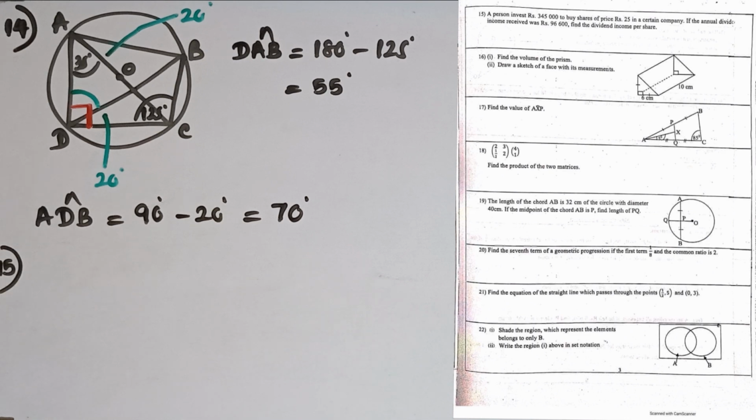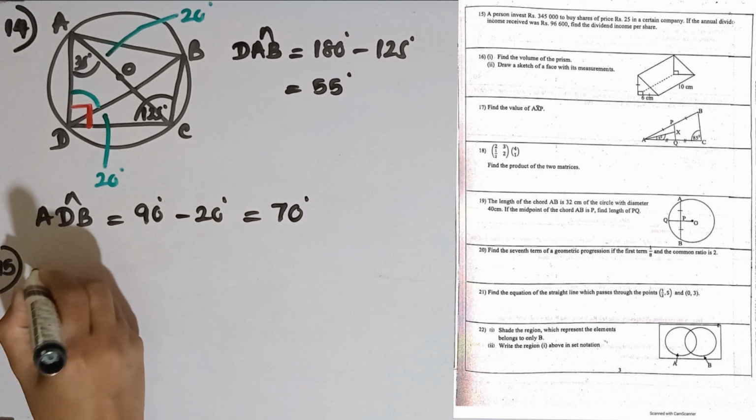A person invests 345,000 rupees to buy shares of price 25 rupees in a certain company. If the annual dividend income received was 96,600, find the dividend income per share.